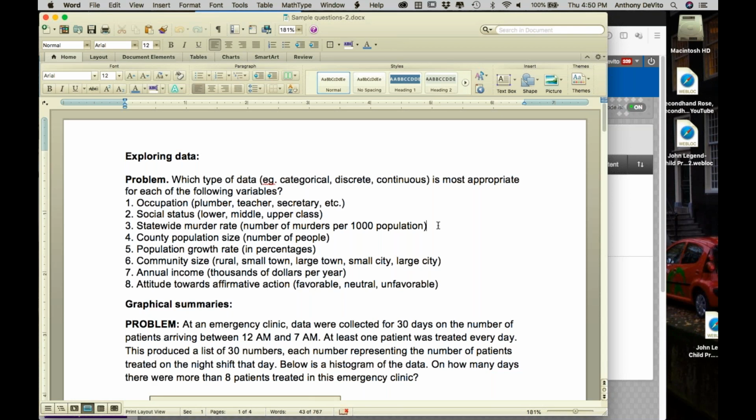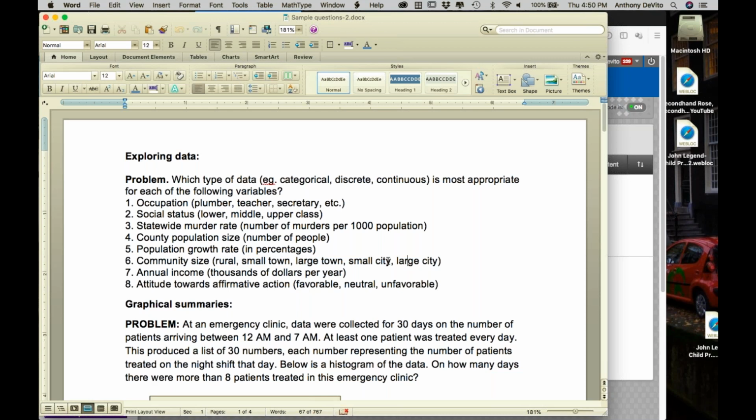Numerical, right? Scalar and numerical. County population size, number of people. Numerical. You could argue maybe it's kind of a count. It's an integer, it's kind of a count. But to tell you the truth, when it's a really big number like that, you'd normally just look at it as numerical. Population growth rate in percentage. Numerical, right? Okay, community size, rural, small town, large town, small city. Categorical, but special kind of categorical.